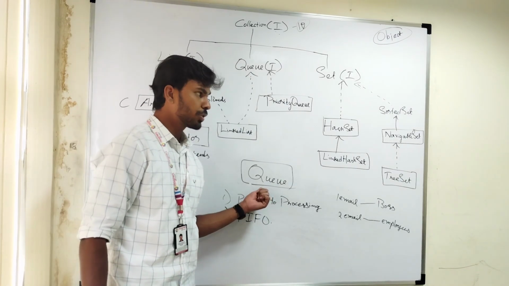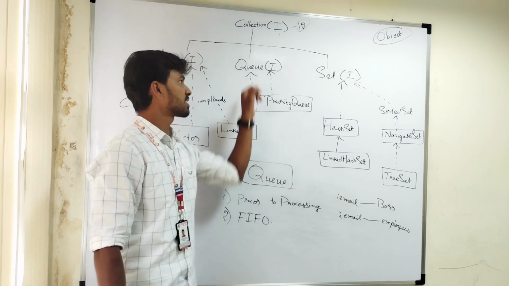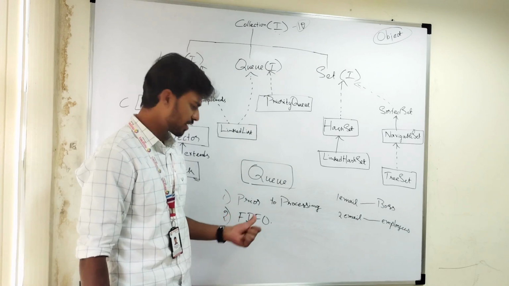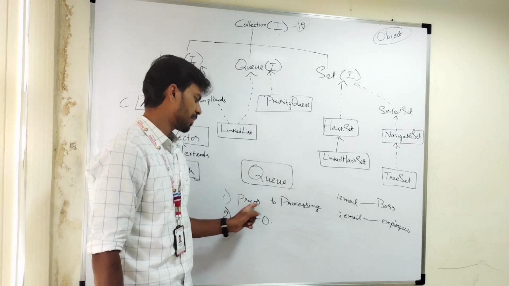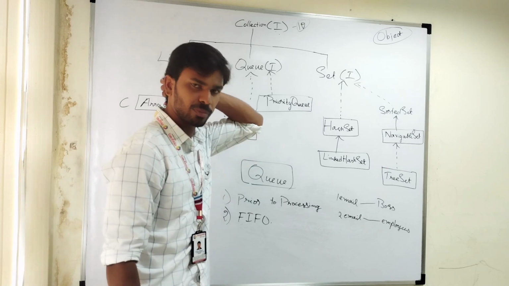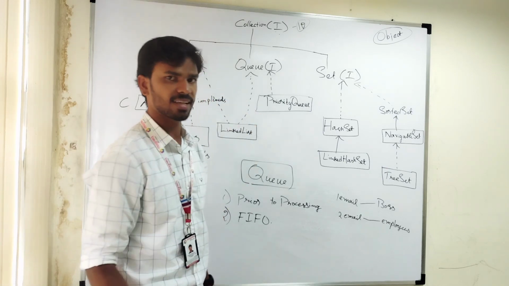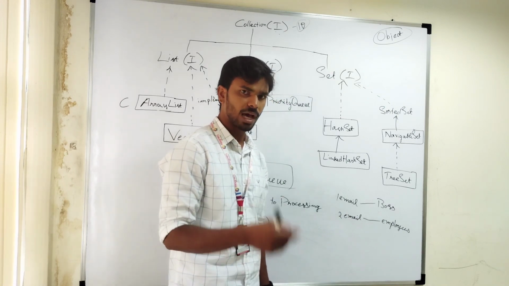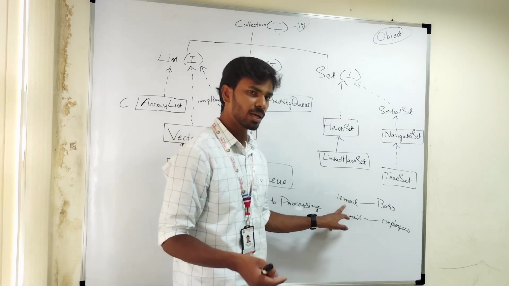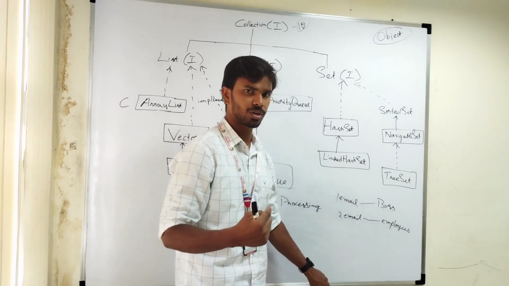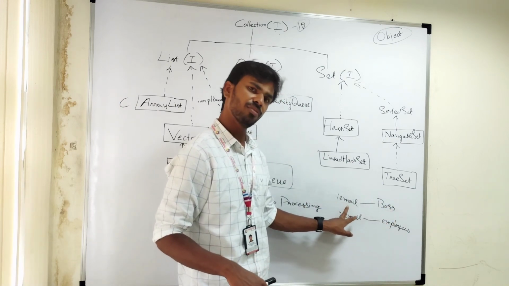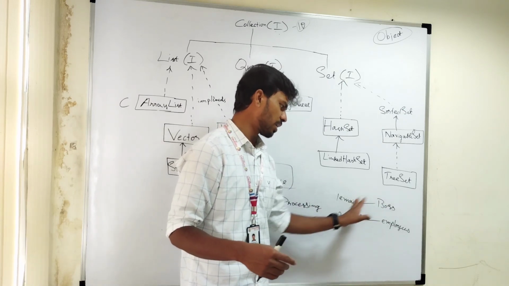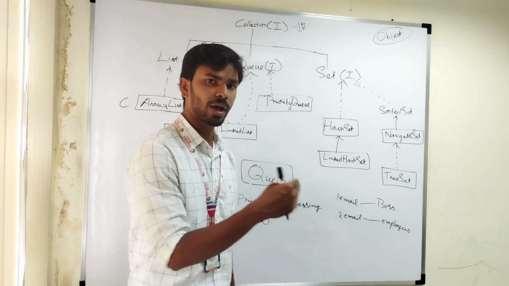Now the queue is one of the children of the collection interface. Now we'll discuss the characteristics of the queue interface. The first characteristic is priority processing. Priority processing means the priority given for the task. Suppose I have to send an email. Before sending the email to the other person, first I have to send the email to the boss. Boss is my first priority, and then I will send that same email to the employees next. First preference is to the boss, then to the other employees. This is called priority processing.